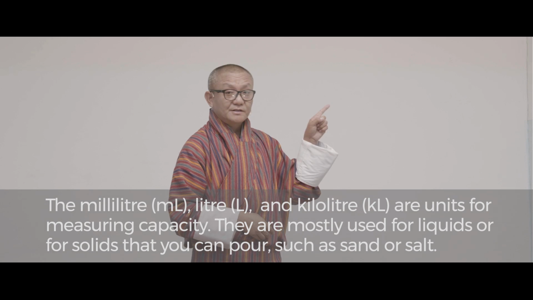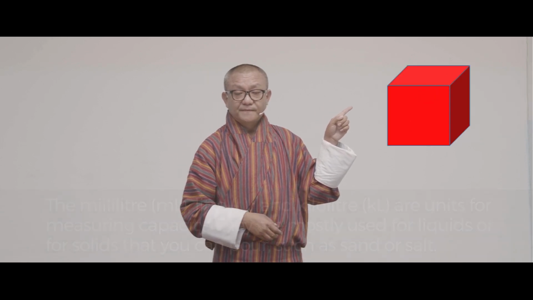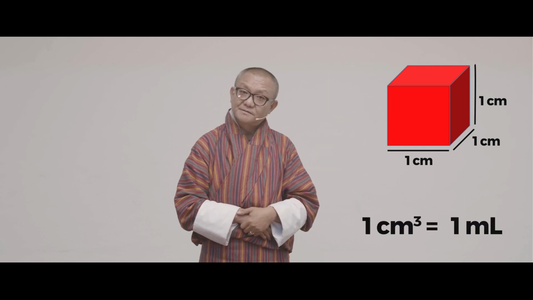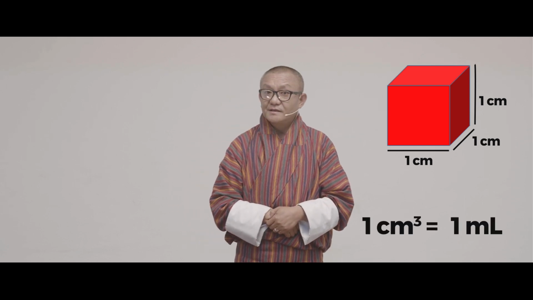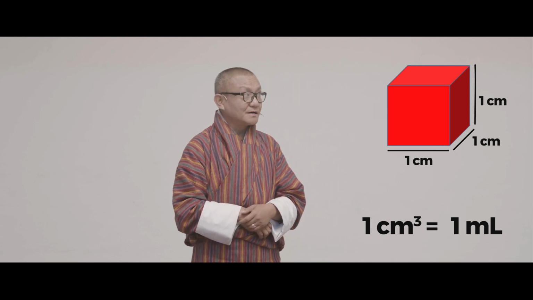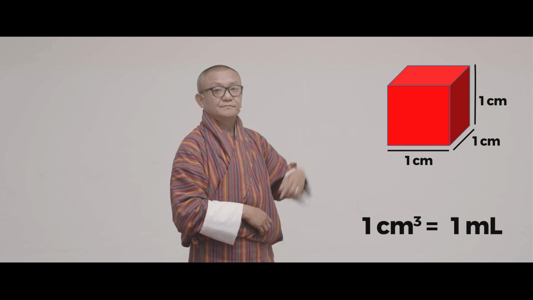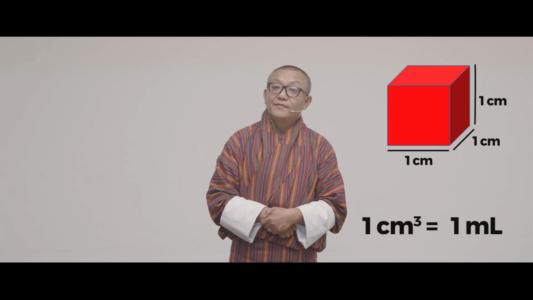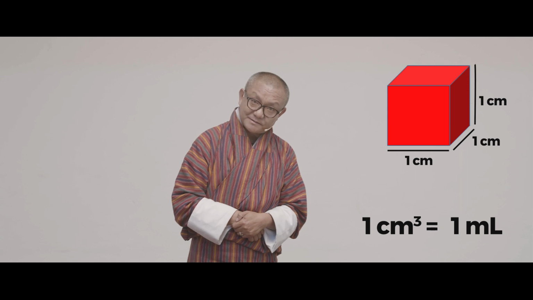Now let's look at this cube. It has 1 centimeter length, 1 centimeter breadth or width, 1 centimeter height. The capacity of this cube, or the volume of this cube, is 1 milliliter. Meaning, if you pour water into this cube, you will have 1 milliliter of water.